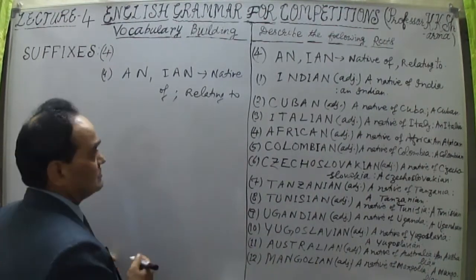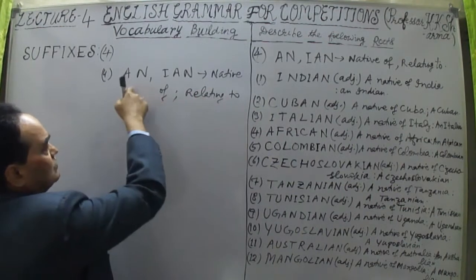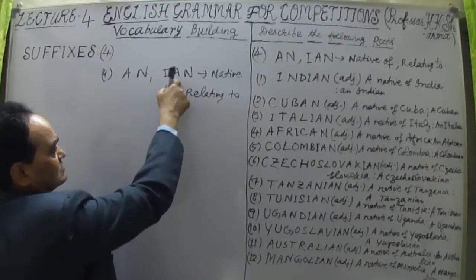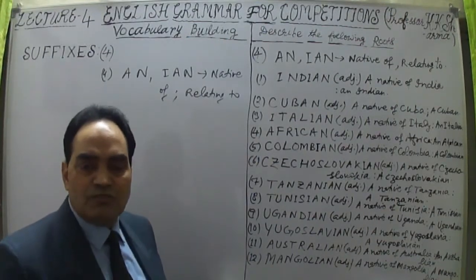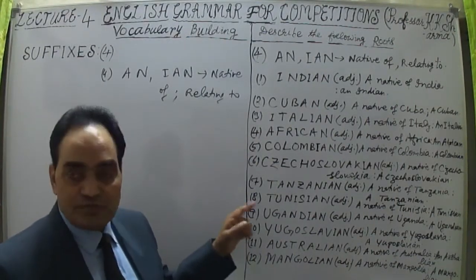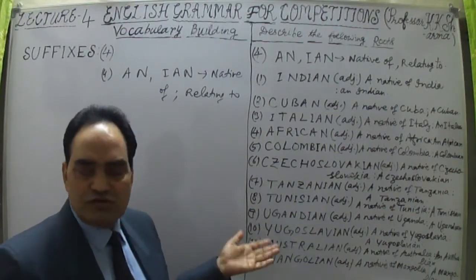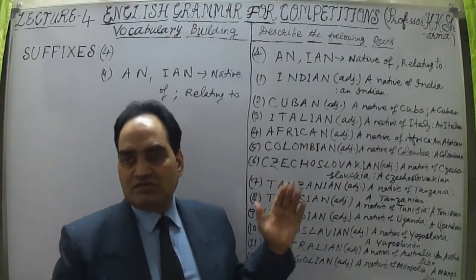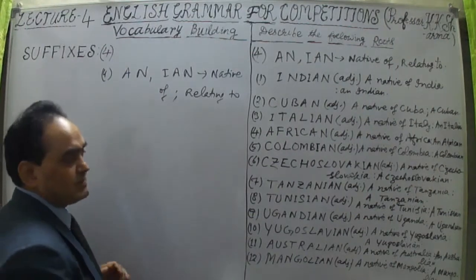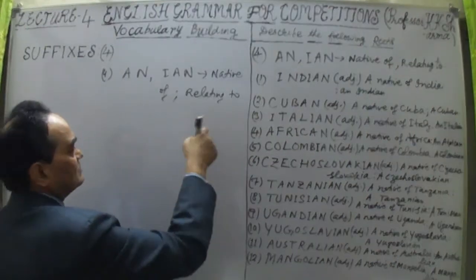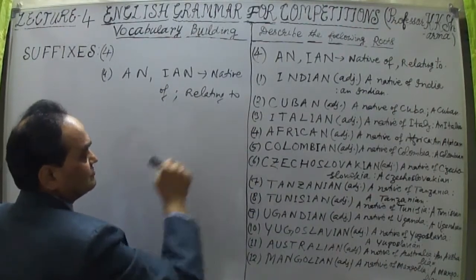Now let me take these words also. This is related to, native of, relative to. So AN and IAN is the suffix which is added at the end of the noun to obtain an adjective. The part of speech to obtain is adjectives after adding this suffix, but in the nouns mostly, because this suffix is added to nouns. The part of speech is noun, and after adding this suffix to that noun, you will get adjective as the part of speech.